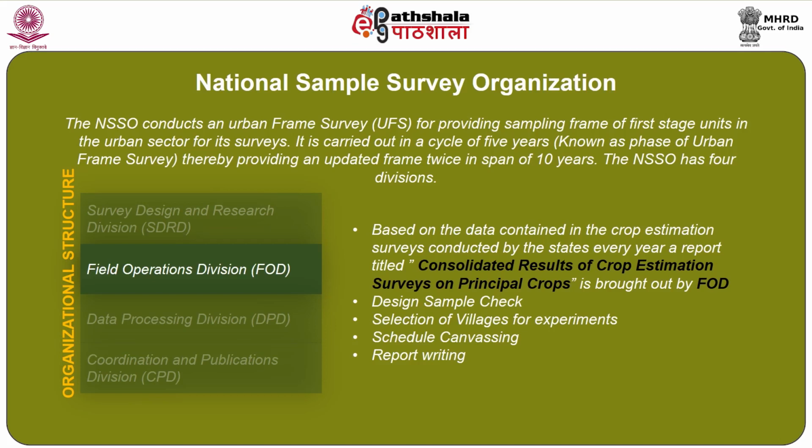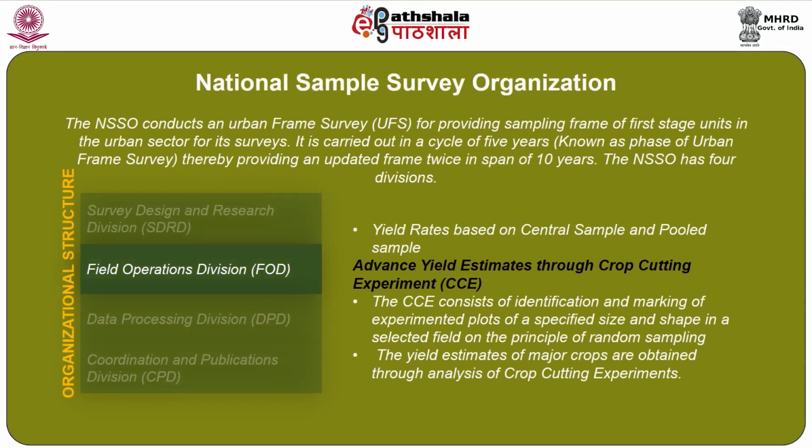Design sample checks, selection of villages for experiments, schedule canvassing and report writing. Yield rates based on central sample and pooled sample, advanced yield estimates through crop cutting experiments, CCE. The CCE consists of identification and marking of experimental plots of a specified size and shape in a selected field on the principle of random sampling. The yield estimates of major crops are obtained through analysis of crop cutting experiments.